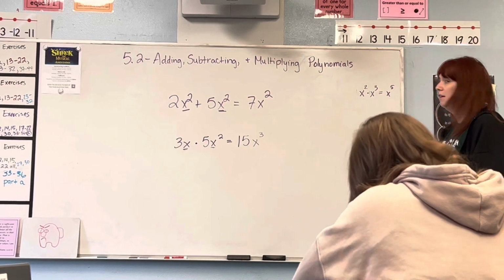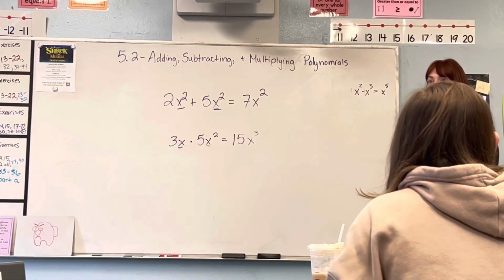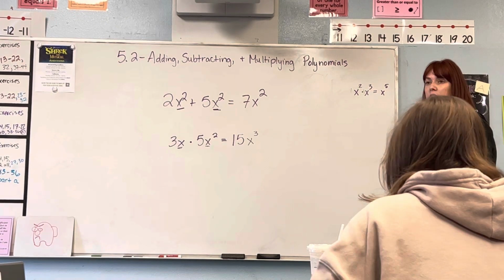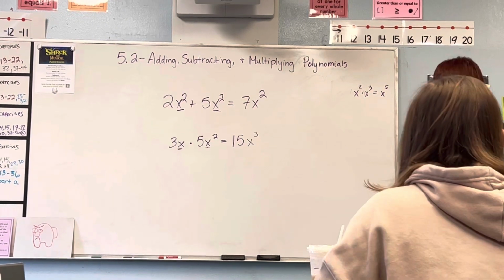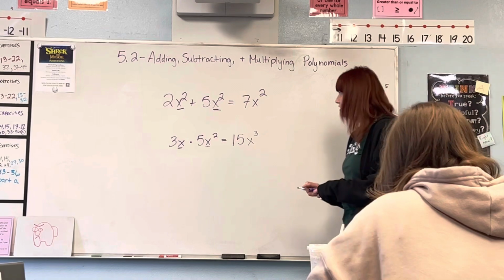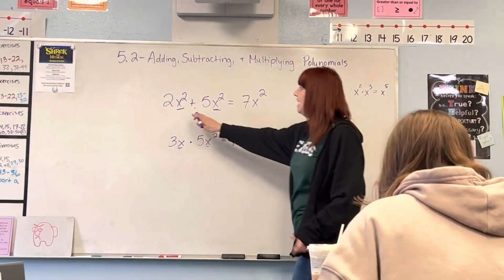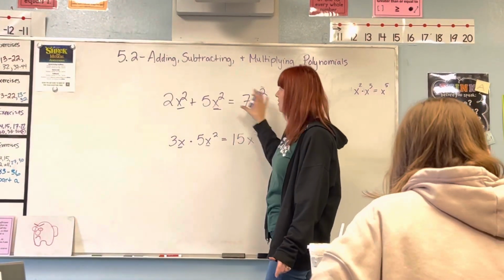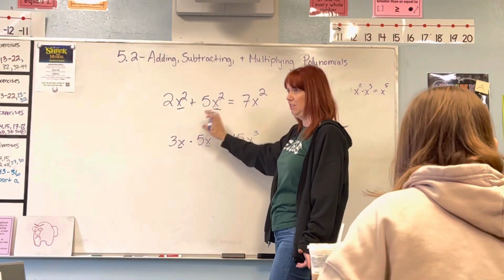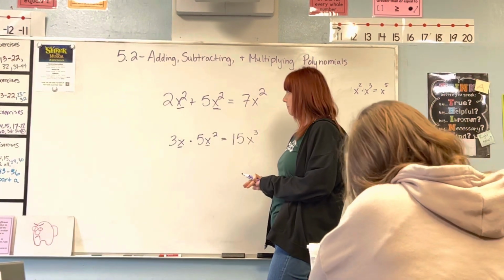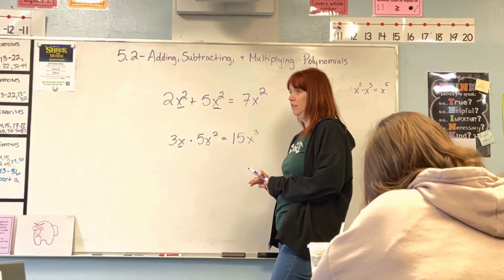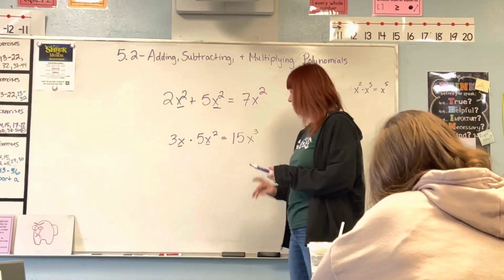So if it's like 2x squared times x to the third, you get 2x to the fifth. So just remember this when you're adding, you don't add up the exponents. This is not just 7x to the fourth. Adding like 5x plus 5x squared, you can't add them together.